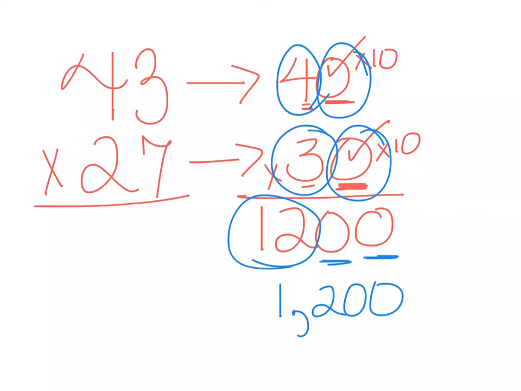Okay, so now let's go over and see what our exact answer is. Okay, we always start down here in the bottom right corner. Okay, so we say 7 times 3 is 21. Put down the 1, carry the 2. 7 times 4 is 28. Plus this 2 would make 30. Okay, so that's our first row.